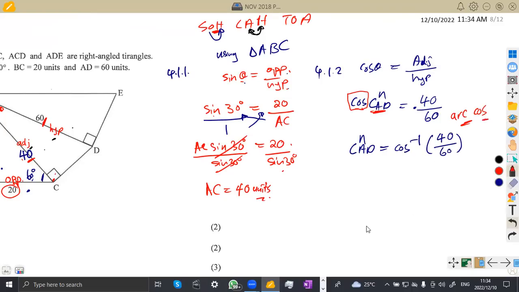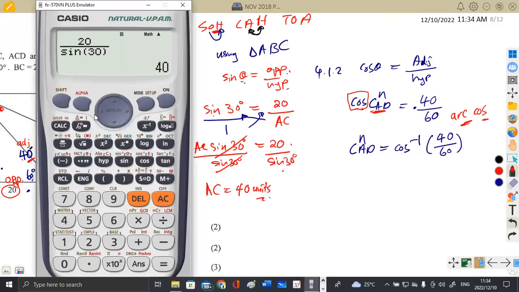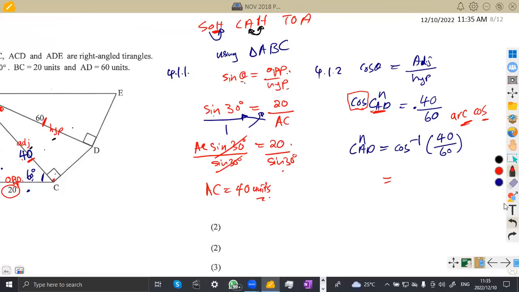So arc cos is on our calculator, which is shift cos. So it's simply shift cos like that. So that is arc cos. So it's arc cos 40 divided by 60, which is 40 over 60 like that. So you've got the angle, which is 48.189. If you round off to 2 decimal places, that will be 48.19. All right, so that is the angle that we are going to have in this case.